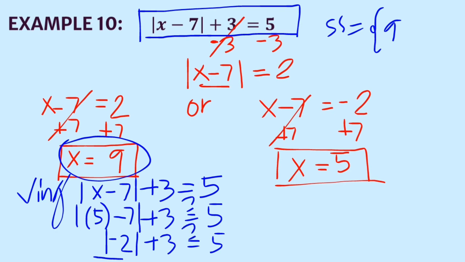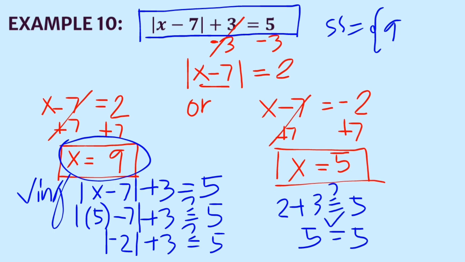Now what is the absolute value of negative 2? It is 2. So plus 3. Now what is 2 plus 3? It is 5. Equal or not? It is equal. So 5 here is also our solution set. Okay, so I hope you are still able to follow.